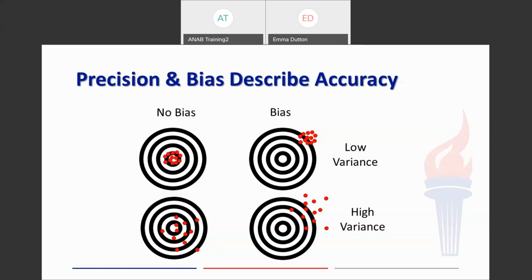In the lower left-hand target, we again don't have bias, but we have really high variance. Here, the precision is not very good in that lower left-hand quadrant, where those quantity values or red dots are spread out, are more dispersed. And then, of course, the worst case scenario is the lower right-hand target, where we have high variance as well as bias in our measurements. So again, accuracy really is described by looking at both precision and bias.